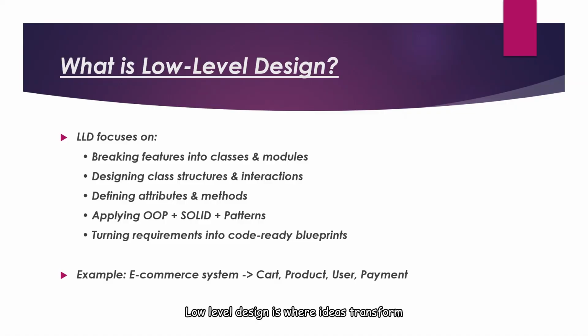Low-level design is where ideas transform into structure. It bridges the gap between requirements and working code. When we do LLD, we break a feature into logical components, identify classes, objects, and their responsibilities, define attributes, methods, and flows, establish communication between components, apply OOP, SOLID, and design patterns. Think of LLD as an architectural blueprint at the code level. For example, in an e-commerce system, instead of saying we need checkout, we identify cart, product, user, payment, inventory, and design how they interact before we write any code. This level of clarity makes development faster, cleaner, and more scalable.